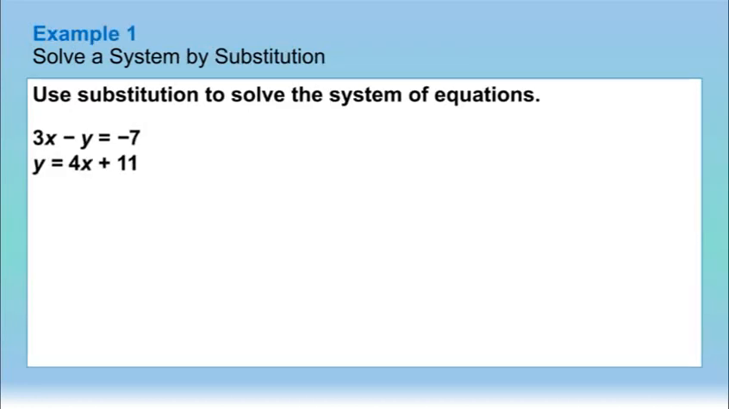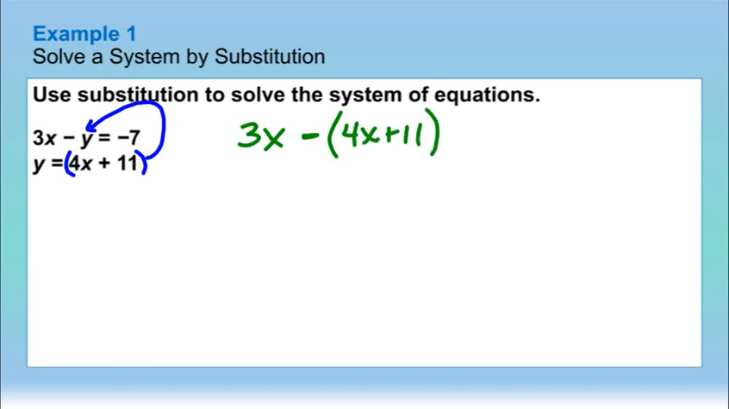So an example: 3x minus y equals negative 7 and y equals 4x plus 11. Now here I already have one of the equations solved for a variable. Y is by itself here. So what does y equal? Y equals 4x plus 11. Since that's what y is, I'm going to put that in for this y, so then I can solve for x. So I'll put 3x minus, and then here's the important part, put it in parentheses, 4x plus 11, and then this has to equal negative 7.